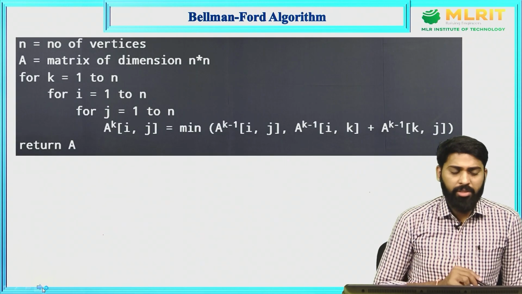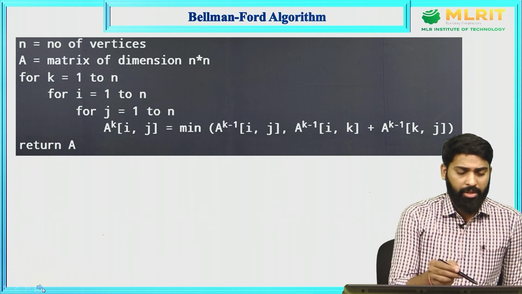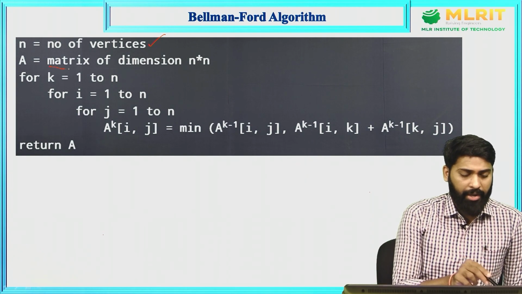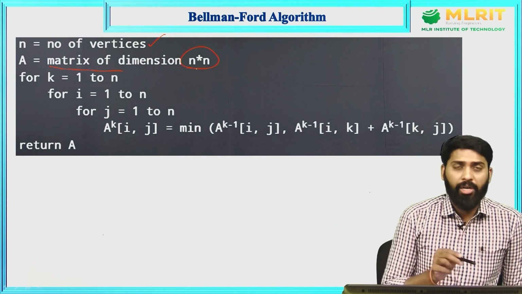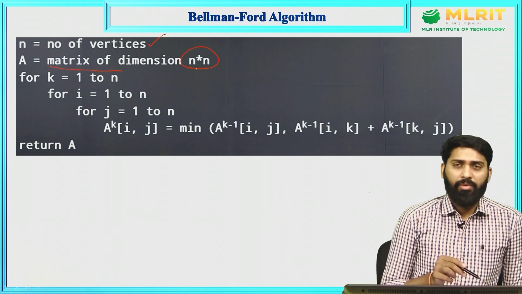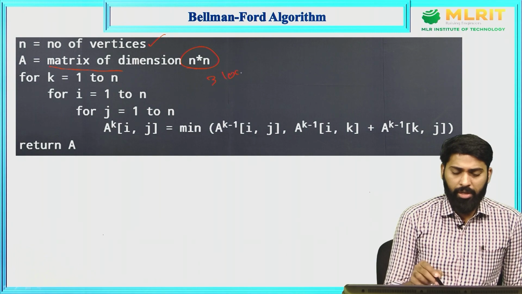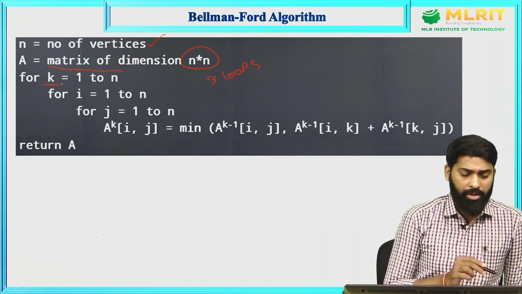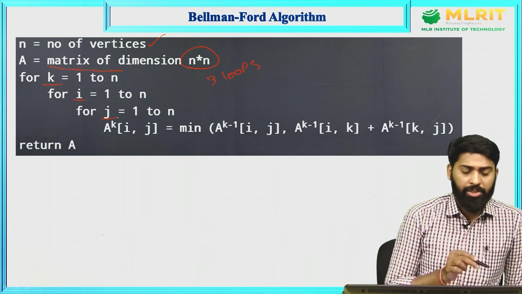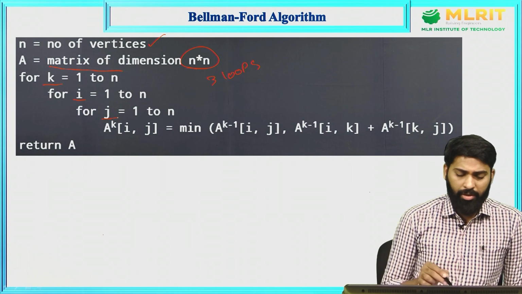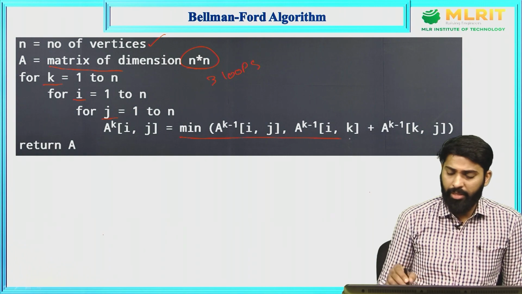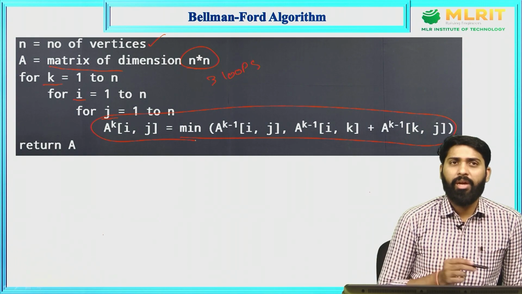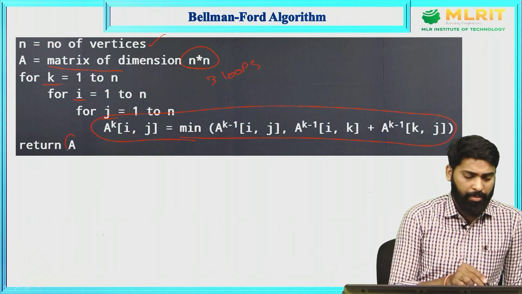Okay, so this is the algorithm. Here n is the number of vertices. We are taking one matrix with the size n into n. Here we have three loops. One is k, intermediate node, and i, j. Okay, now we are going to find the minimum shortest path and we assign, considering k as an intermediate node, and we return the matrix.